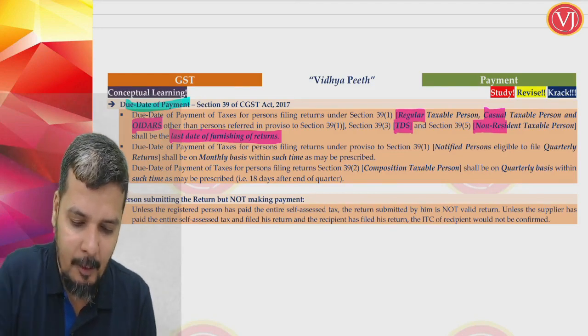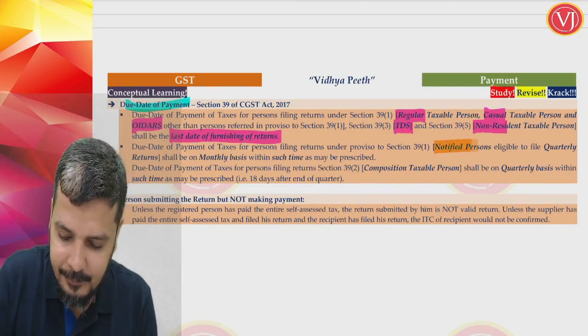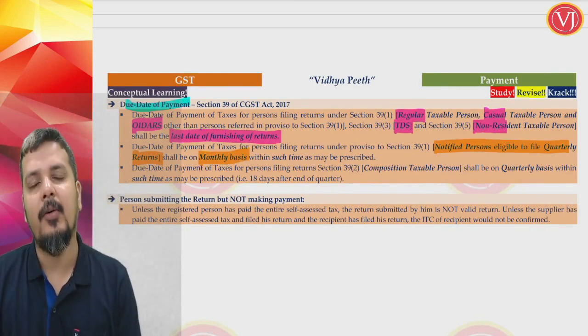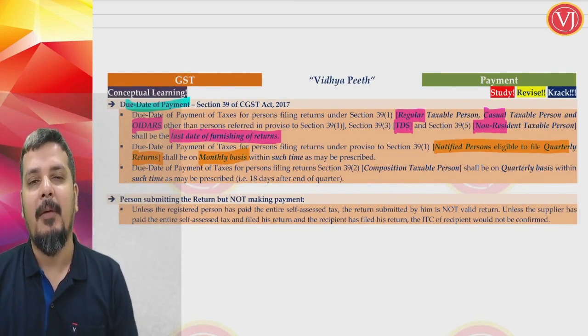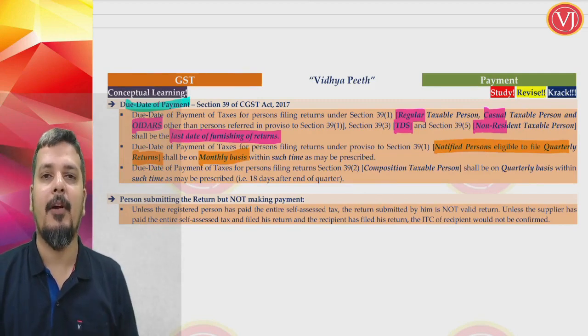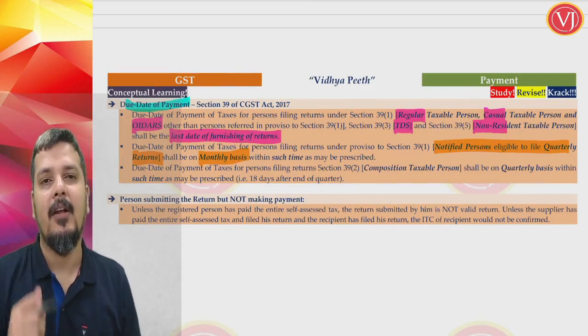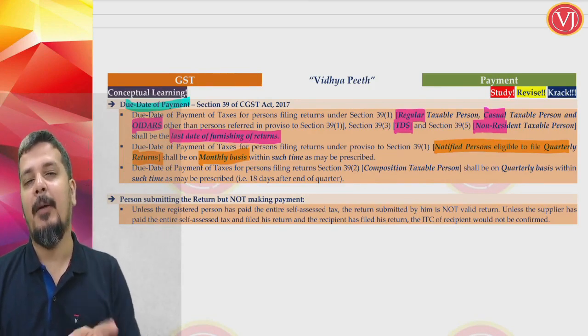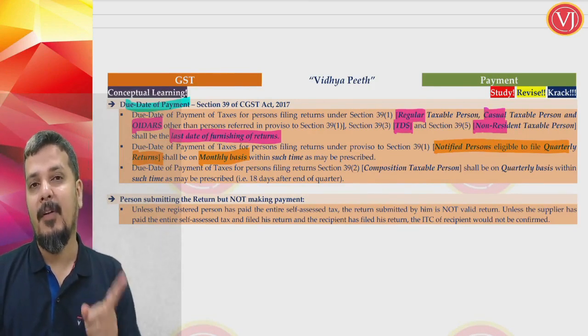But when you're talking about the QRMP scheme, quarterly return, monthly payment, due date of payment is different from due date of return filing, because return filing you will be doing once in a quarter, that is once in 3 months, but payment will happen every month.